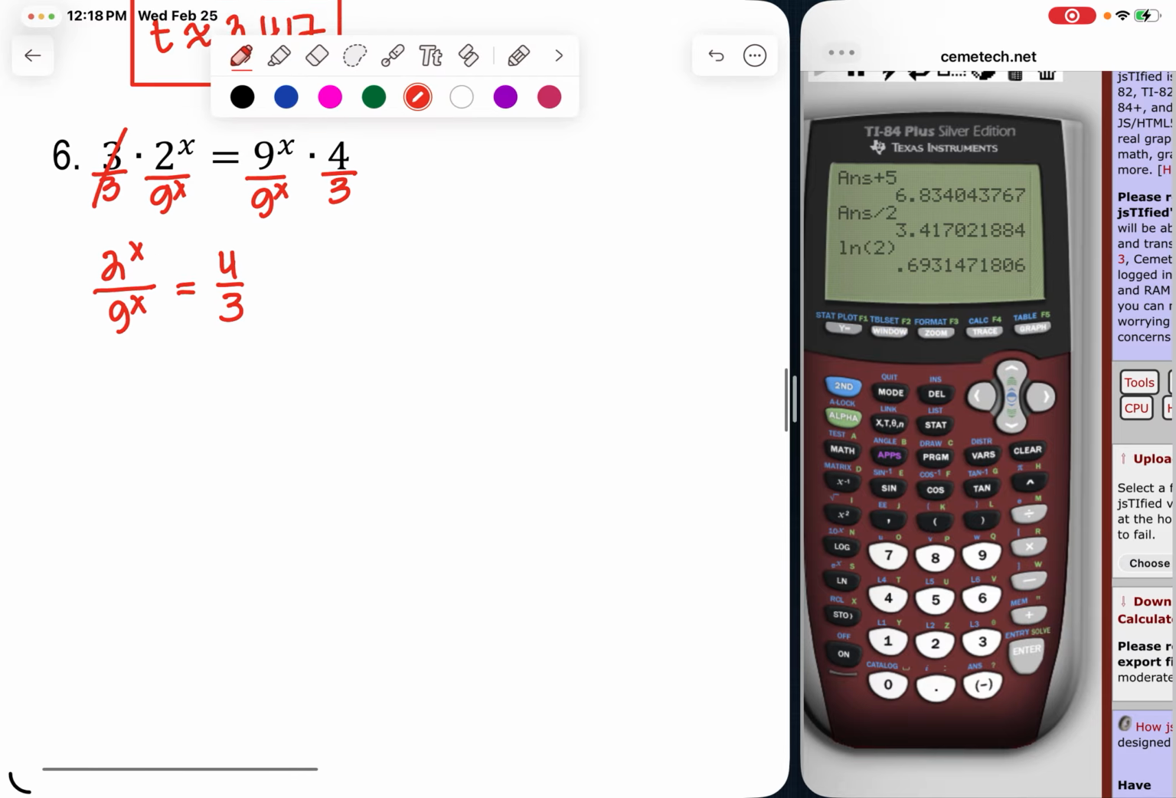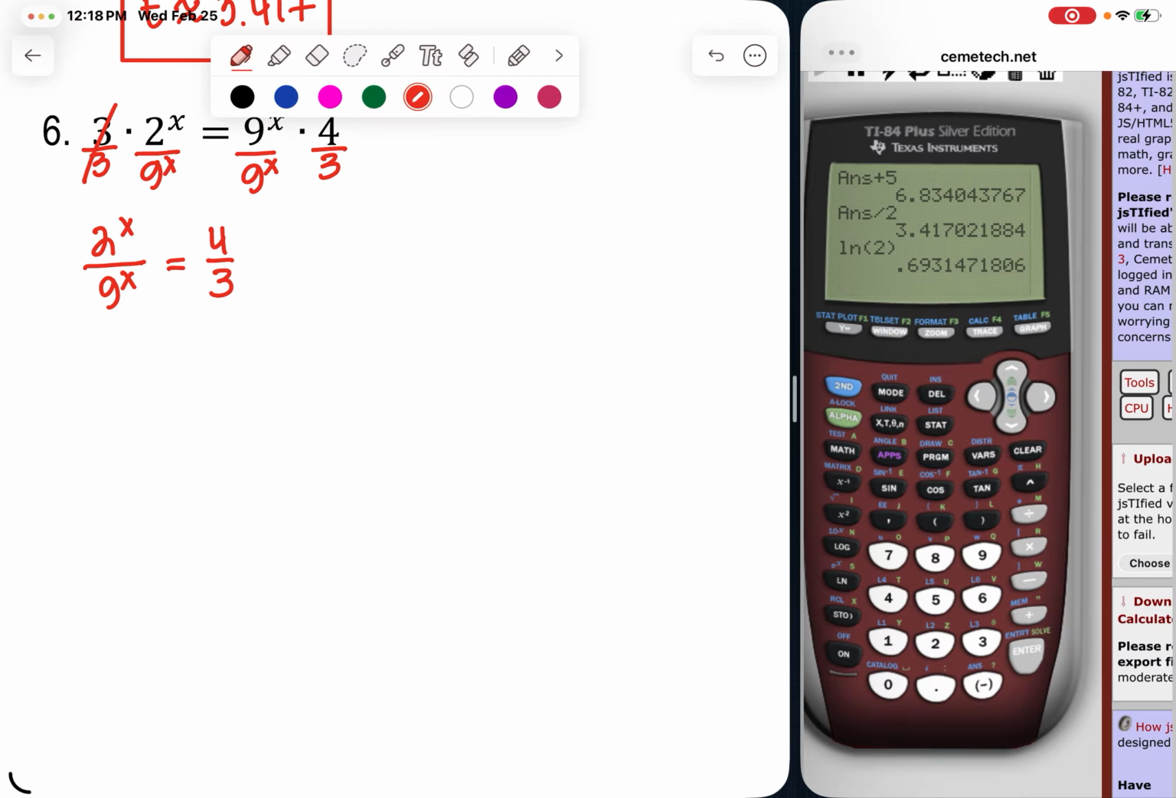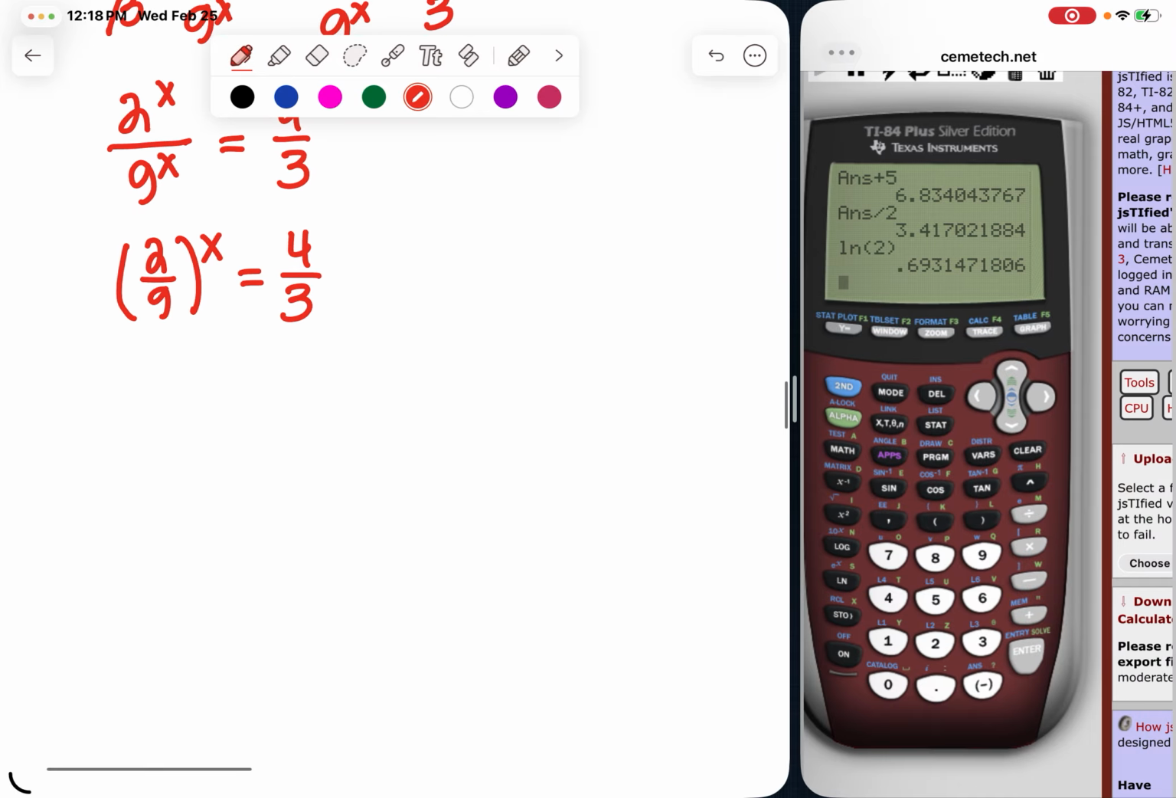Yes? Okay. Now that 2 to the x over 9 to the x, I can rewrite as 2/9 to the x equals 4/3. See that? Okay. So now I want to know 2/9 to what power gives me 4/3. I don't know off the top of my head, right? So I'm going to rewrite it in logarithmic form so that I can put it in my calculator and see. So I'm going to say log base 2/9 of 4/3 is equal to x. So there's your exact answer.